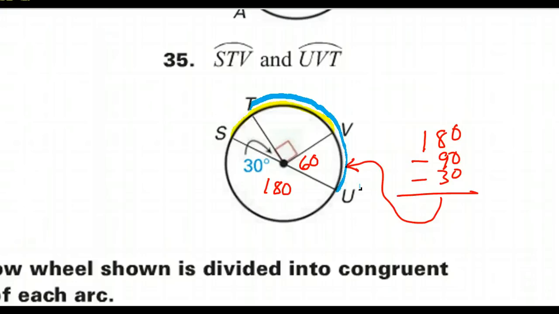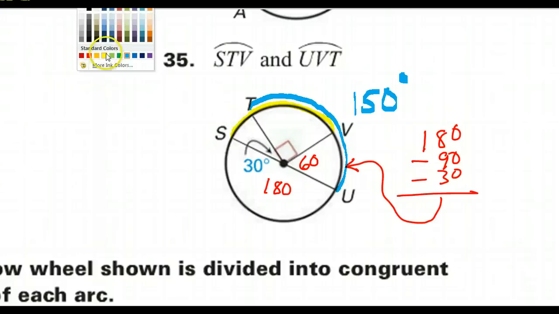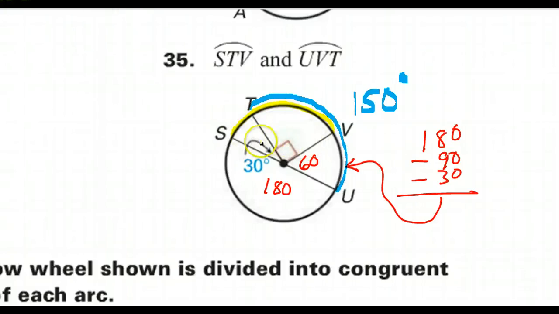They're clearly not the same, but let's follow through. The blue one here is 60 plus 90, so that's going to be 150 degrees. And then the yellow arc is 30 plus 90, so that's going to be 120 degrees. Clearly those are not congruent. So we would simply say no.